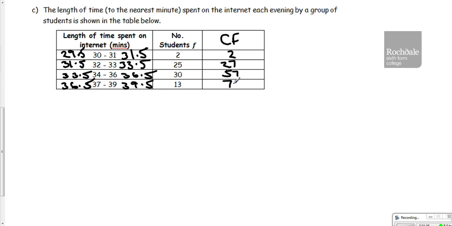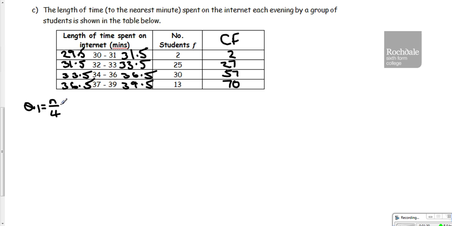So I think that adds up to 70. So n is 70 because that's the bottom entry in the cumulative frequency column. So we're looking at the length of time to nearest minute spent on the internet each evening by a group of students. Quite closely grouped together, this data. So we need to find the interquartile range. That was the point of all the questions in example 9.